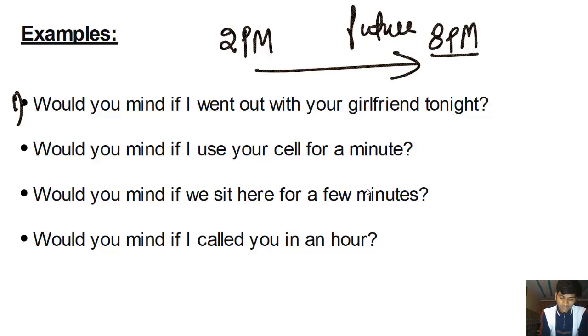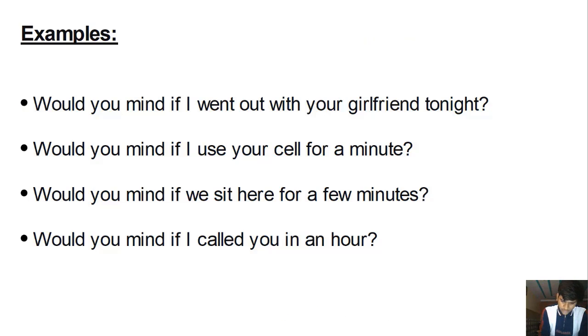Right? But if I say, would you mind if I go out with your girlfriend tonight? Right? I probably have already thought about it and I'm going to do it anyway. This is what it means, all right? But still, you're taking that person's permission, all right? You're not just going to do it, you're taking that person's permission. So I can say, would you mind if I go out with your girlfriend tonight? So this is important to understand.